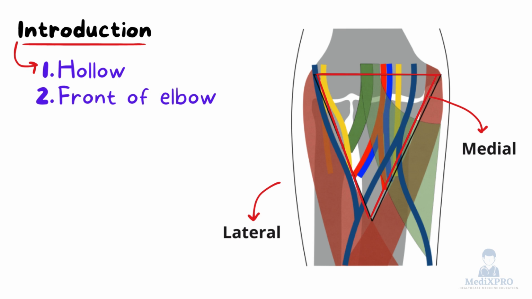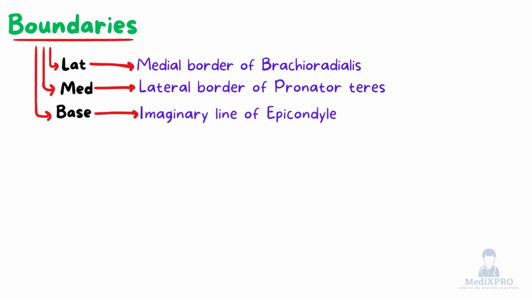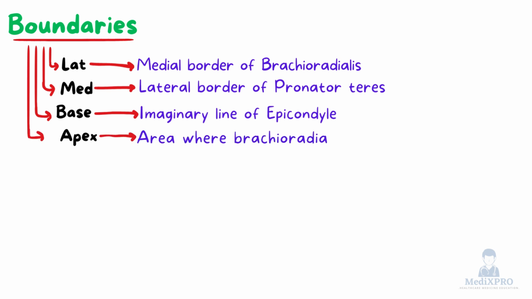Now let's look into the cubital fossa boundaries. The boundaries are mainly made of two muscles. On the medial side, the muscle present is the pronator teres muscle, which makes the medial border. On the lateral side, the muscle present is the brachioradialis, which makes the lateral border. Now let's look at the triangle's apex. The pronator teres muscle from the medial border and the brachioradialis from the lateral border meet together to form the apex. Now let's look into its base.